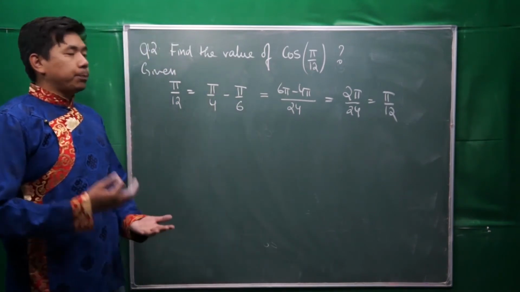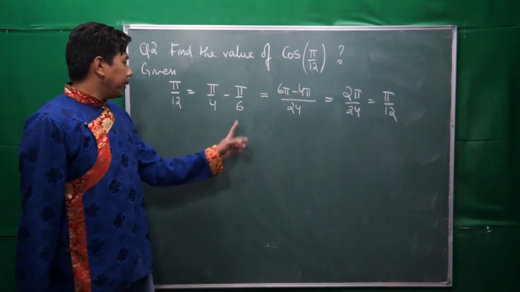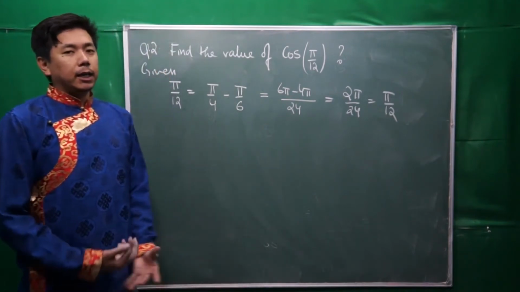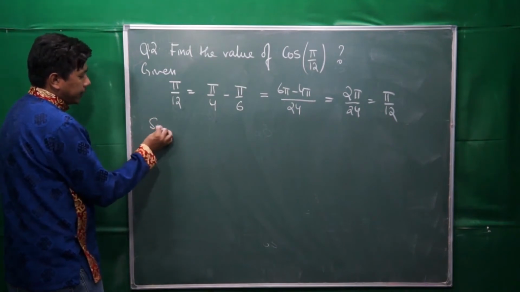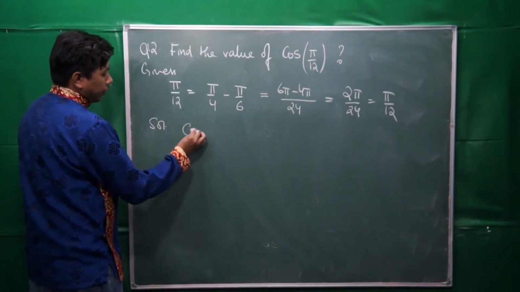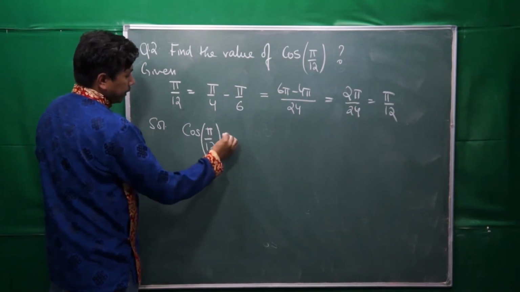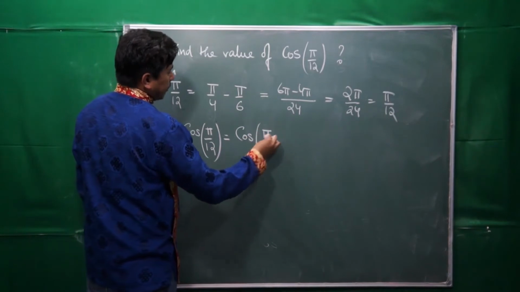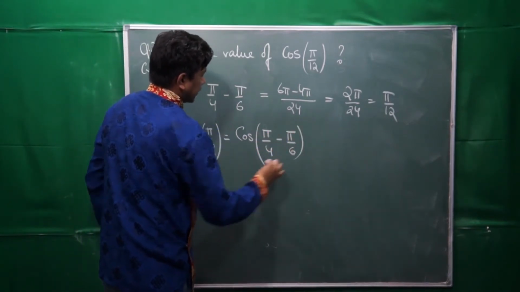Okay, and cos 45 or sine 45 is known to me. Similarly, pi by 6 is 30 degrees. Again, it's a known angle. So you're going to solve it. We're going to write cos pi by 12 equals cos of pi by 4 minus pi by 6.